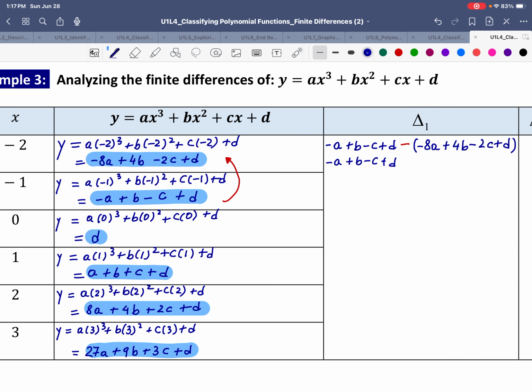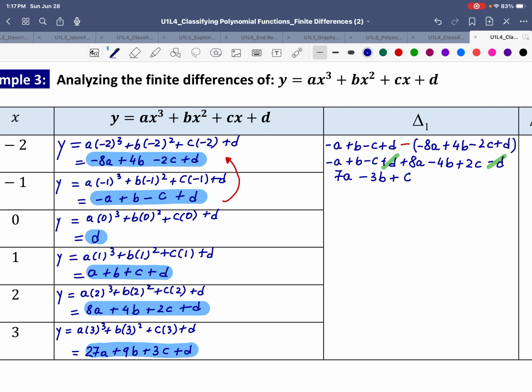And then we have minus negative 8a, plus 8a, minus positive b minus 4b, minus negative 2c is plus 2c, and then minus positive d is minus d. So notice how the coefficients d and negative d here will add to 0, and we'll work with the rest of them. Negative a plus 8a would be positive 7a. We have positive b minus 4b is negative 3b, and negative c plus 2c is positive c.